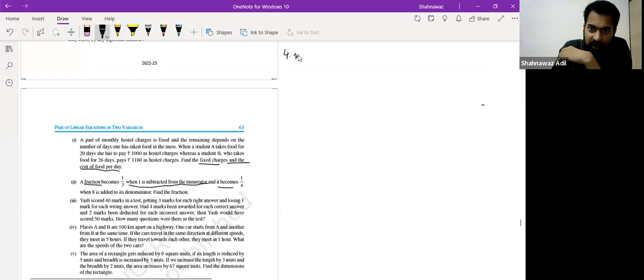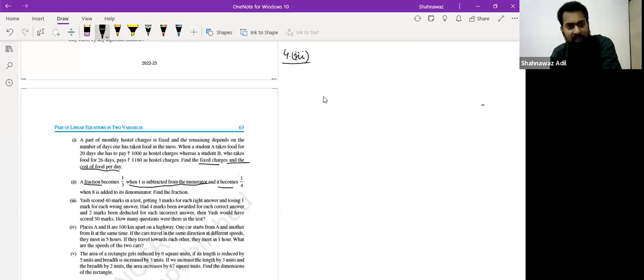This question is a little bit tough, right? So Yash scored 40 marks in a test, getting 3 marks for each right answer and losing. Losing means that the marks will be added or subtracted? Subtracted, right? So we have to keep this in mind for each wrong answer. Had 4 marks been awarded for each correct answer and 2 marks deducted for each incorrect answer, then Yash would have scored 50 marks.